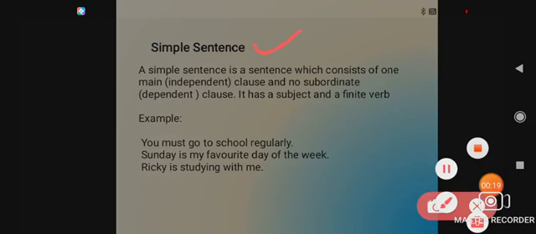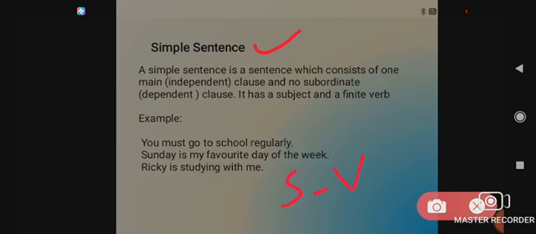A simple sentence is a sentence which has a subject-verb pair, right? It has one clause, that is an independent clause, which is not dependent on any other clause, that is your subordinate clause. It is not dependent on the subordinate clause, nor is it dependent on any other clause. It has a finite verb and it has a subject. So it has a subject and a verb pair, right?